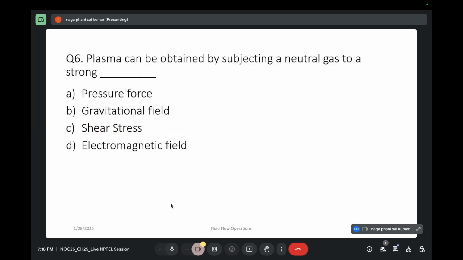Plasma can be obtained by subjecting a neutral gas to strong pressure force, gravitational field, shear stress, or electromagnetic field. We discussed this electromagnetic point. Electromagnetic field, option D.